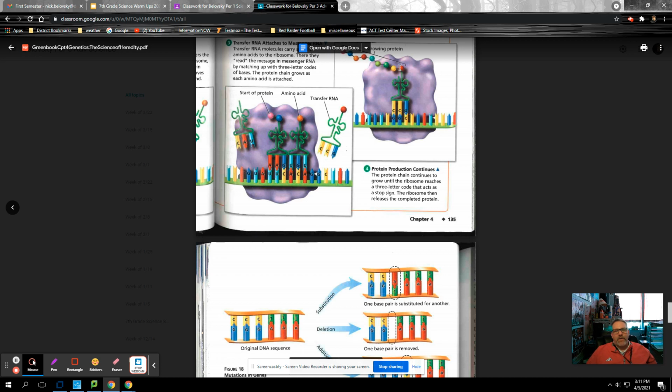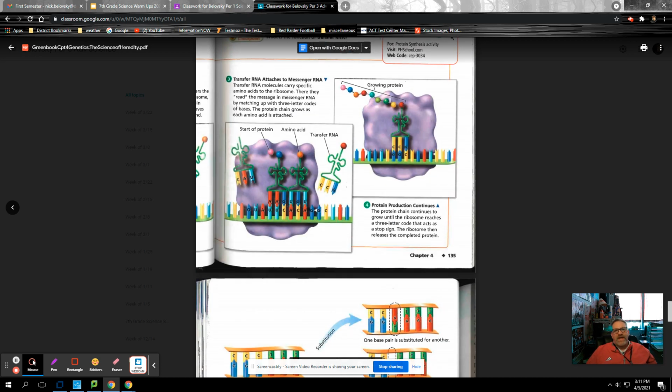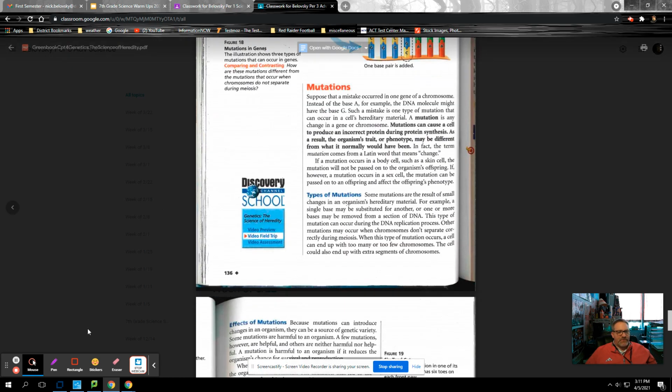As the amino acid chain grows, that is a protein, and this protein is what is going to be used to create new tissues. That's how you grow. That's how you repair damaged tissue. Okay. One more definition, and that is mutation.